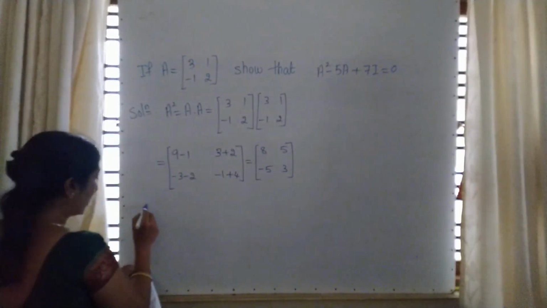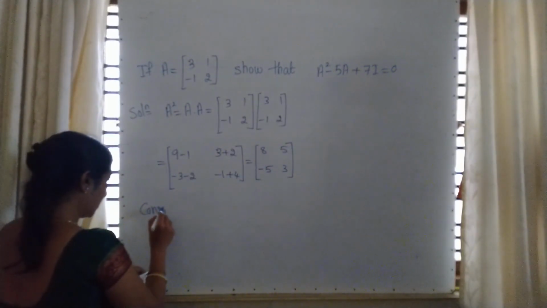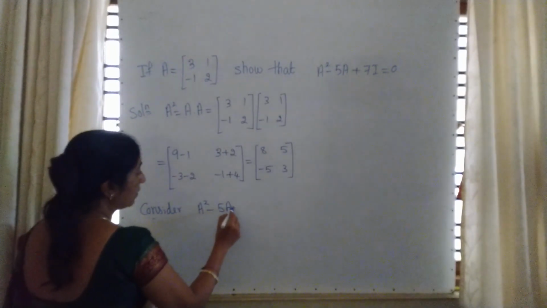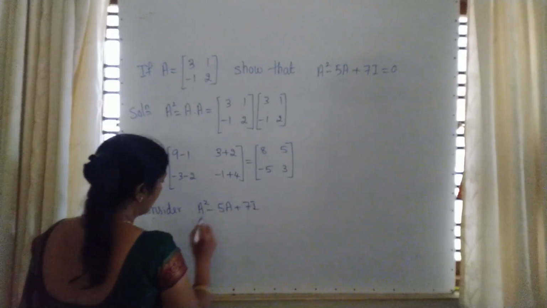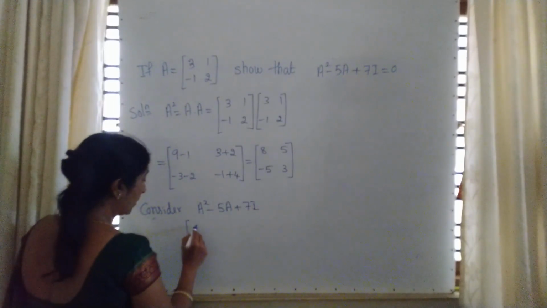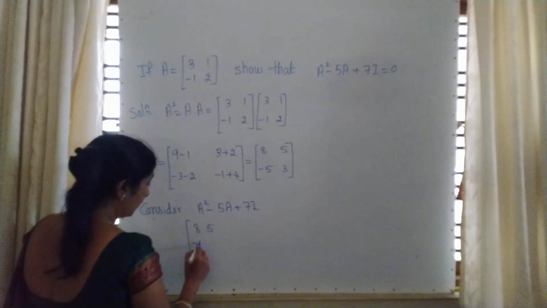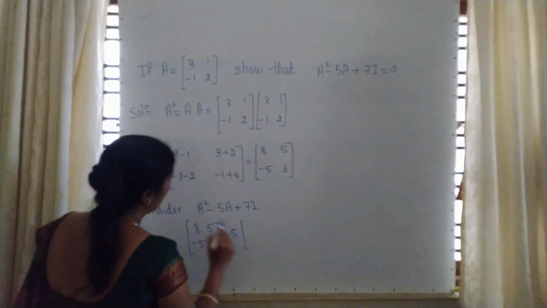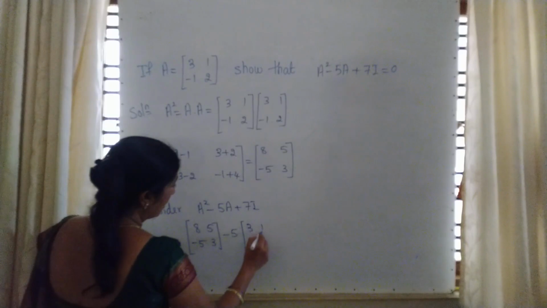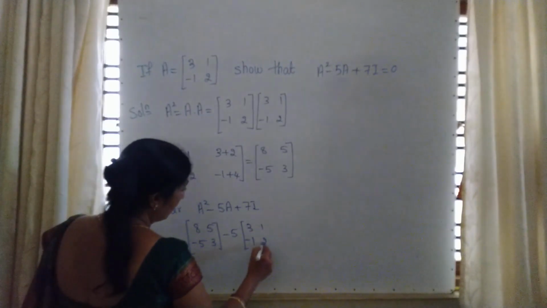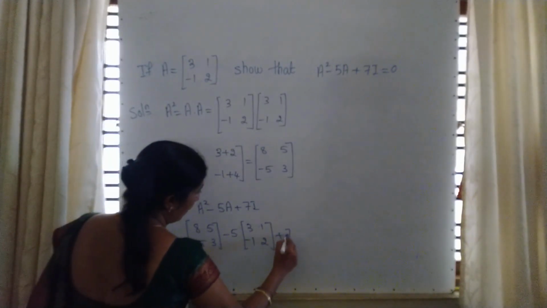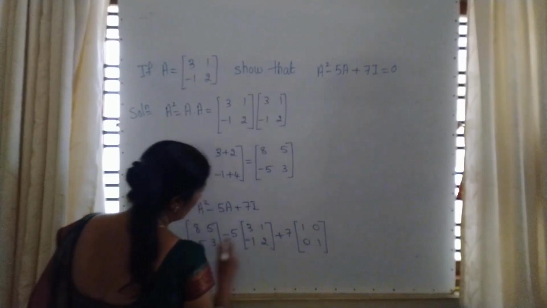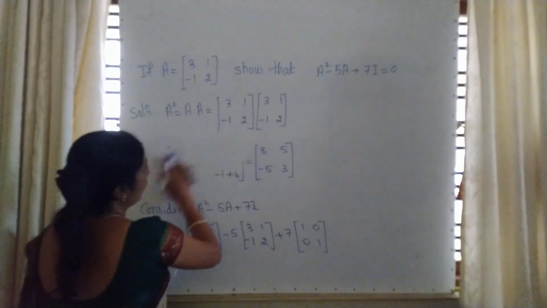Now write on the LHS. Consider A square minus 5A plus 7I. What is A square? 8 5, minus 5 3, minus 5 as it is. What is A? 3 1, minus 1 2, plus 7. I is the identity matrix. We have to write it of order 2 because the given matrix is of order 2.